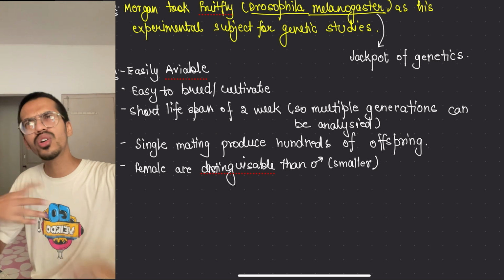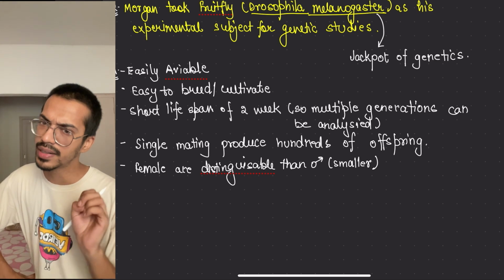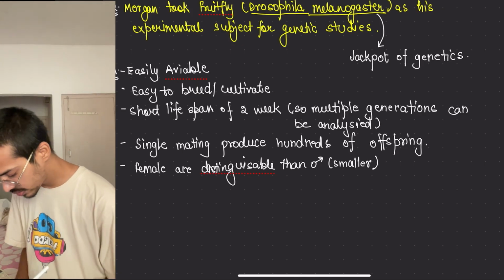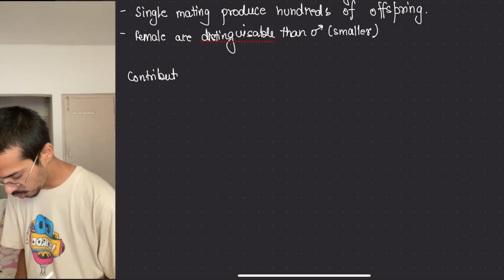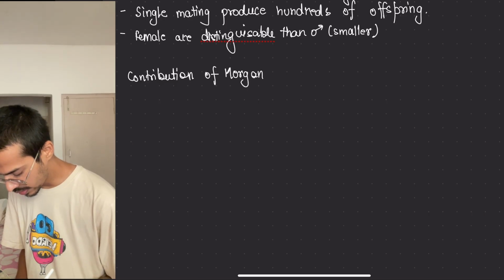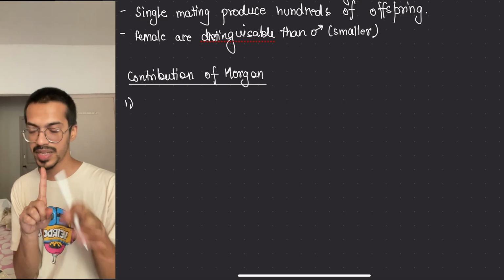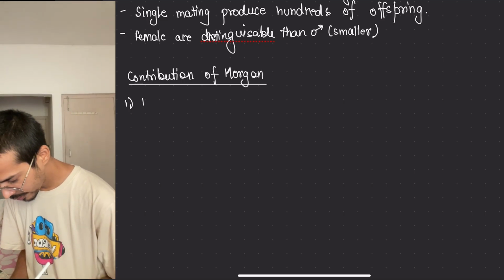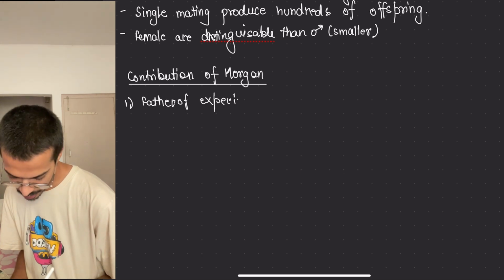Let's see all the contributions Morgan made. He did experiments. He did it for linkage and all those things, but what else did he do? This is the important thing: the contribution of Morgan. First of all, he is called the father of experimental genetics because he did the experiments. Also the fly man of genetics. We will see what he did.